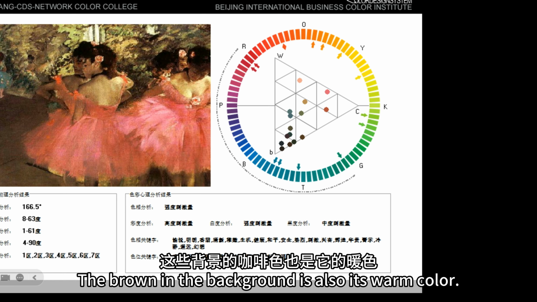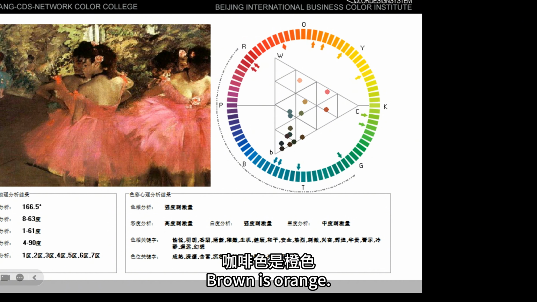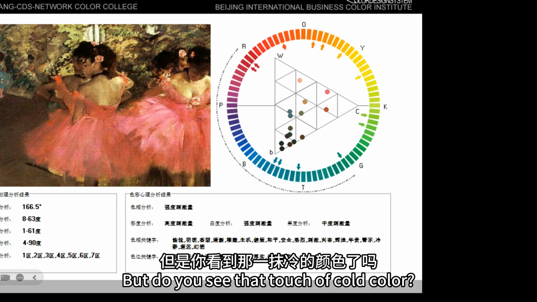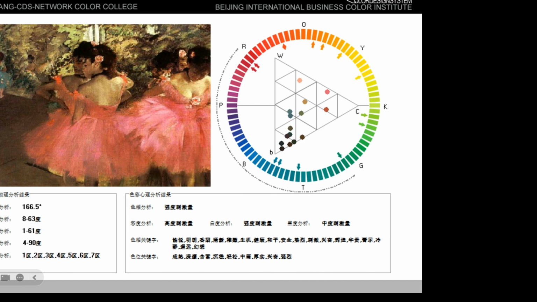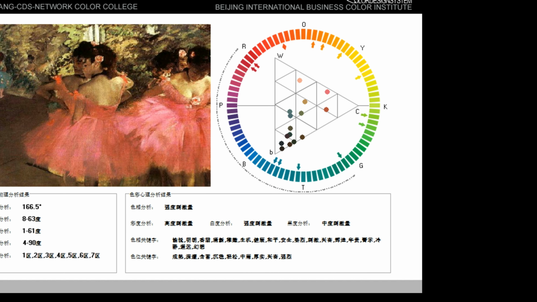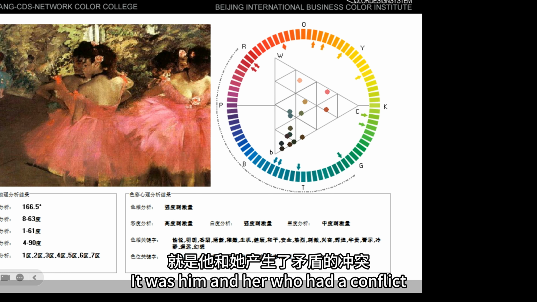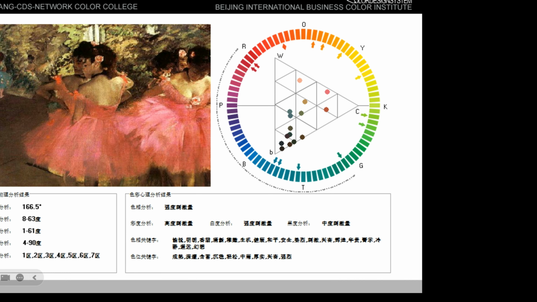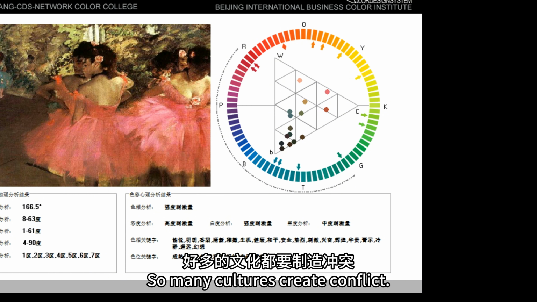The brown in the background is also a warm color. Brown is orange, also warm. But do you see that touch of cold color? Here it is. And this touch of cold color is the turquoise of the dress I mentioned. It was him and her who had a conflict. So many cultures create conflict.